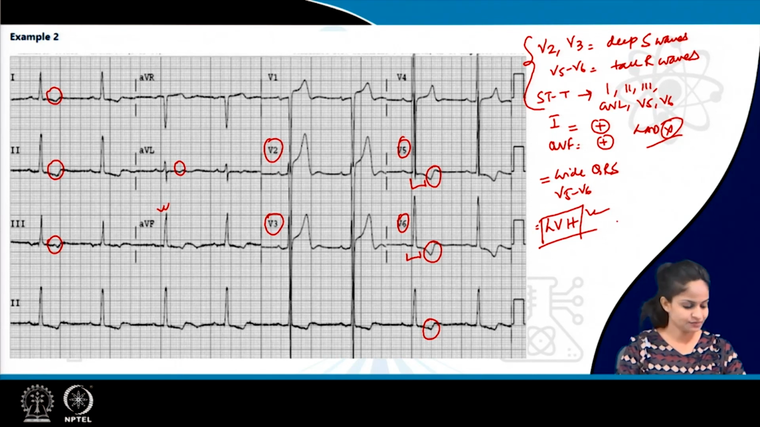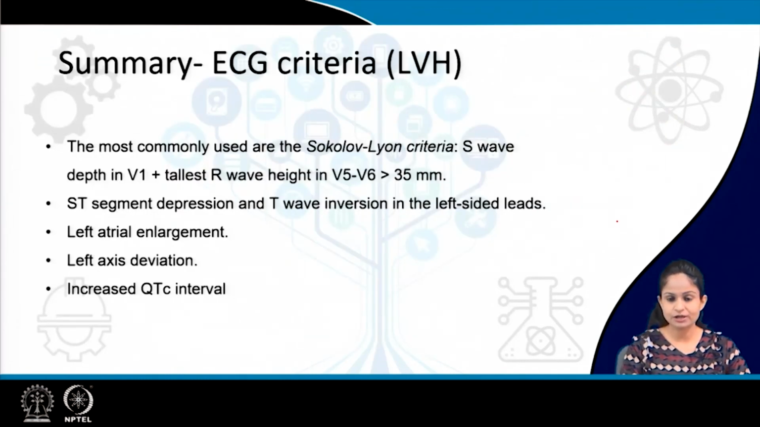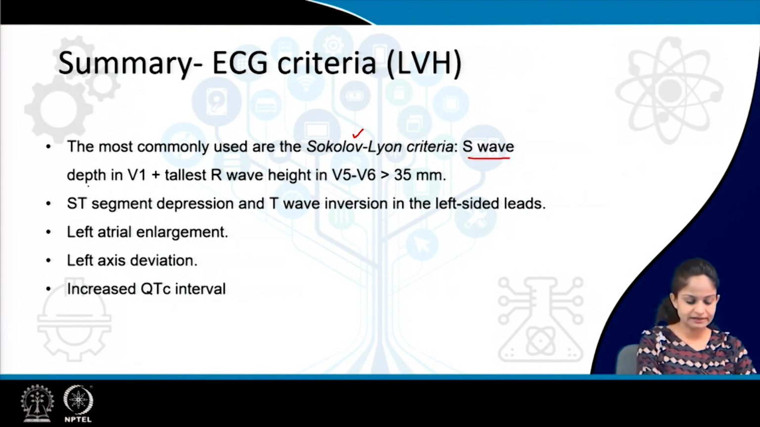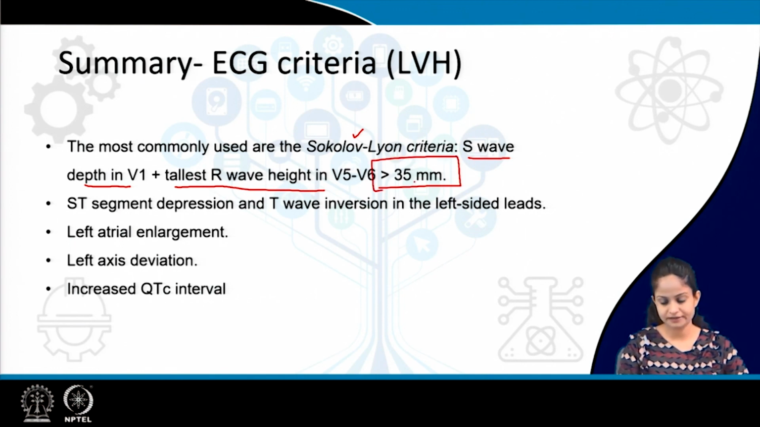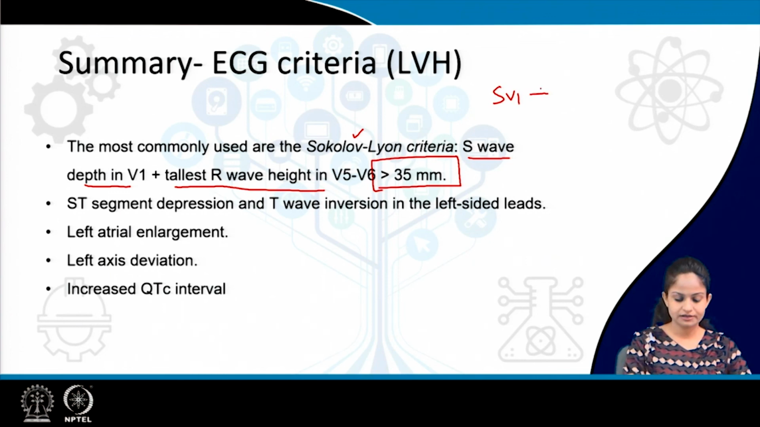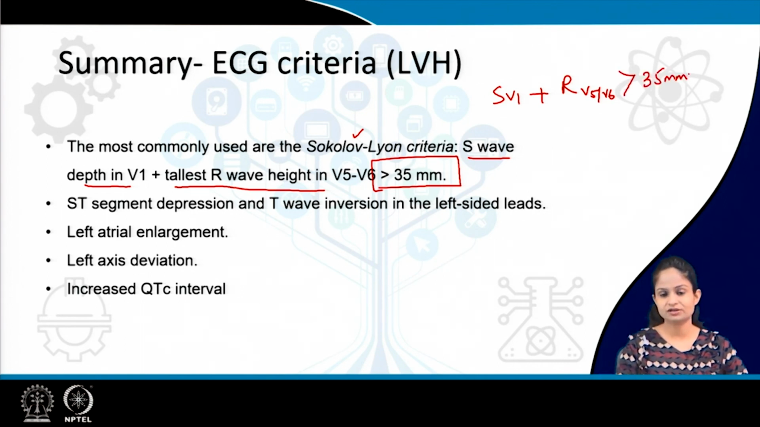So, these are the two very important examples, and this is the way we look at the ECGs. With this, the summary of ECG criteria for left ventricular hypertrophy, which is usually seen in hypertensive changes: mainly we use the Sokolow-Lyon criteria, where the S wave depth in V1 plus the tallest R wave height in V5 or V6 should be more than 35 millimeter. This is a very important criterion we use for left ventricular hypertrophy.